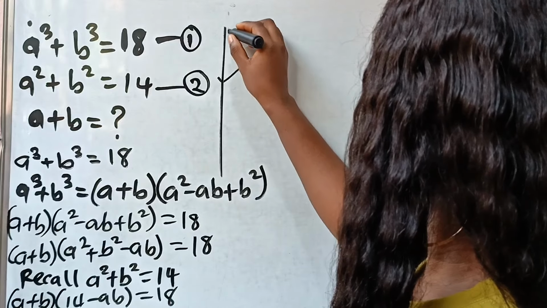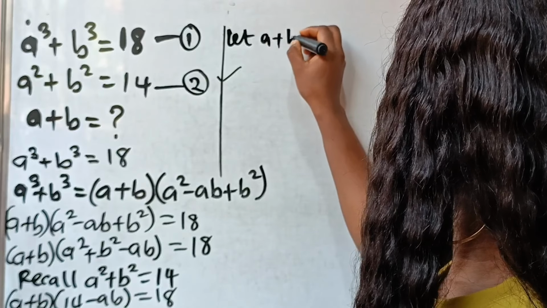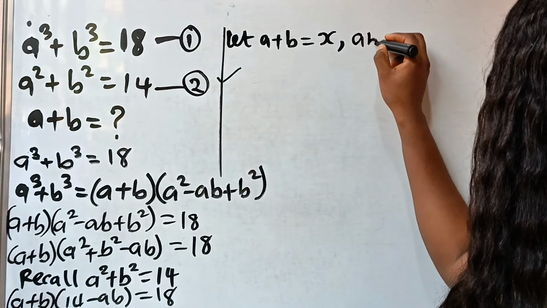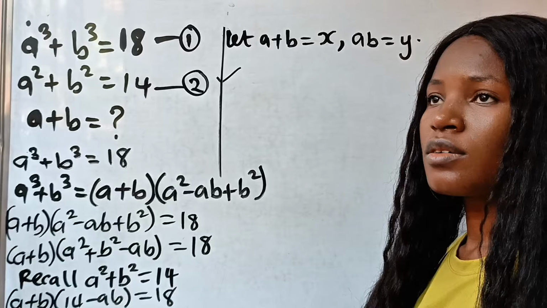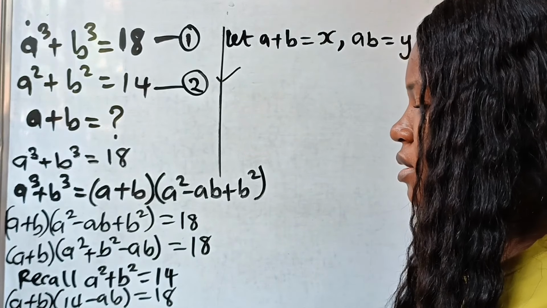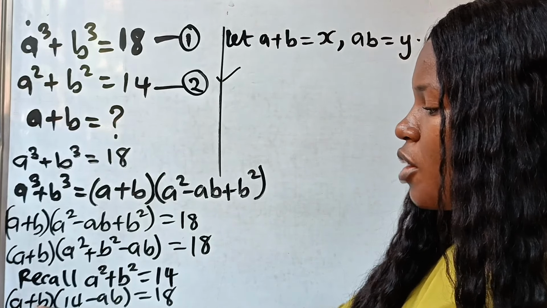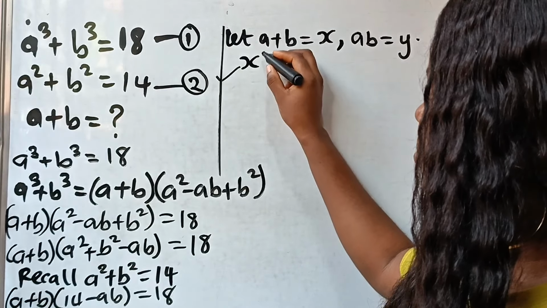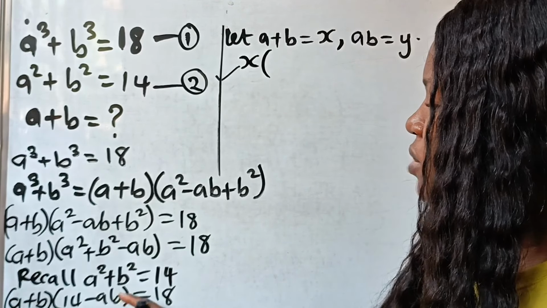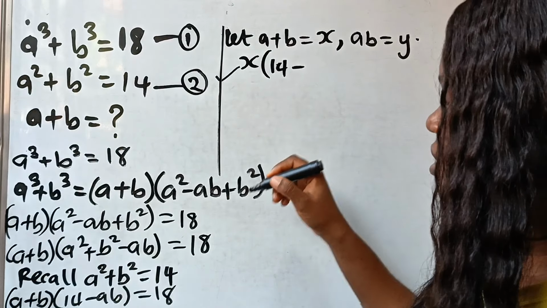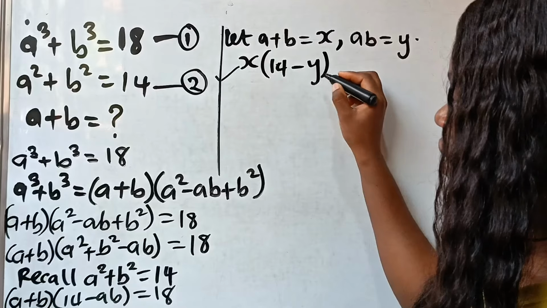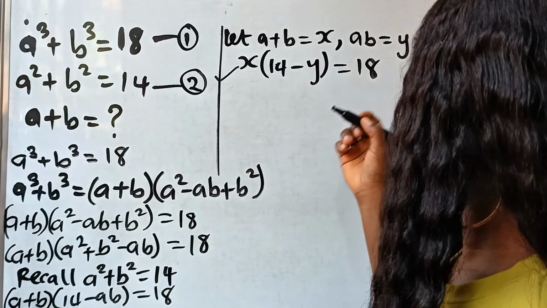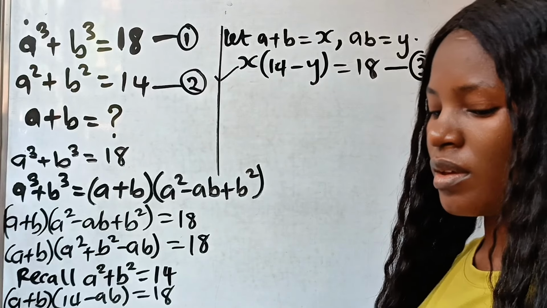Okay, now look at what we have. Let a plus b be equal to x and ab be equal to y. So if I make that statement, that means I can write this as x, bracket 14 minus ab. We have 14 minus y, is equal to 18. So now let's call this equation 3.